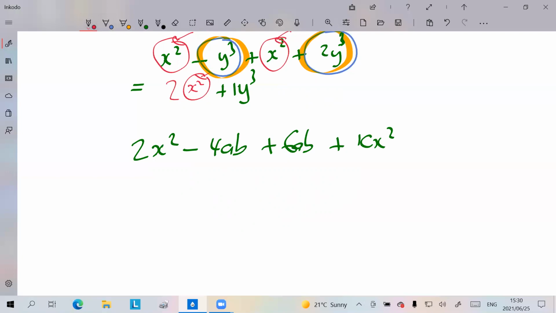Use colors. There's x squared. Do we have any other x squared? Yes. So that's 2 apples plus 10 apples is 12 apples. X squared being apples. If I had, let's see, AB and AB. So those are bananas. And I've got -4 and then +6. The numbers you can do in the calculator, -4 plus 6 is +2. Right? Of what? AB, yes.